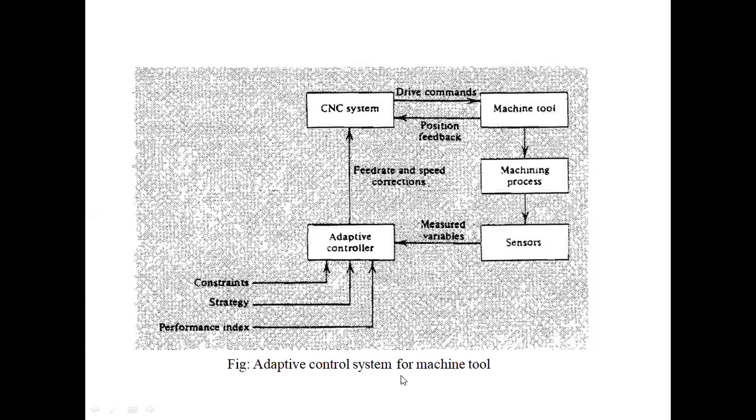We are just discussing the adaptive control system. We have two categories in adaptive control: adaptive control with optimization and adaptive control with constraints. This is a general one; we are just discussing what adaptive control technology is. When it is considering constraints, then you have an adaptive control system with constraints. That's why these three things are there: it could be a constraint, a strategy, or a performance index. In optimization, you will consider this performance index itself. Based on the strategy given to it, it will send out the feed rate and speed corrections.